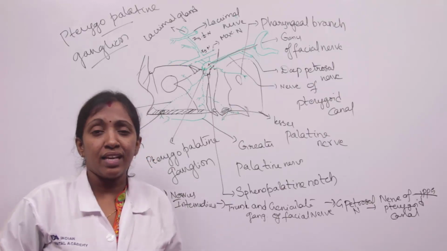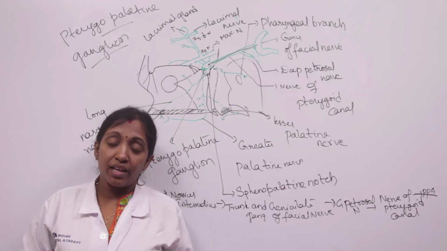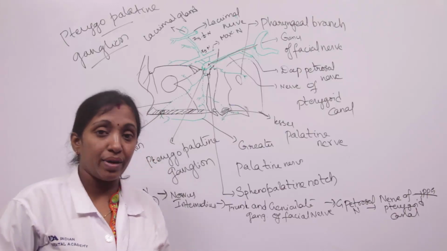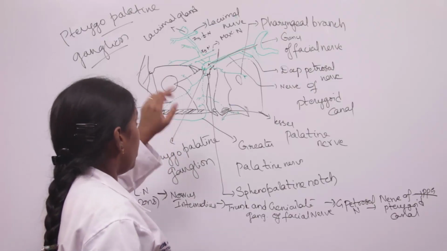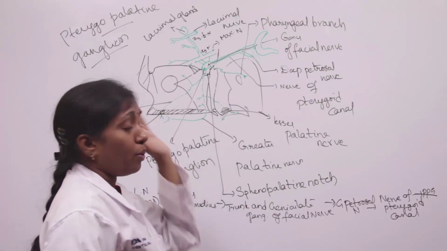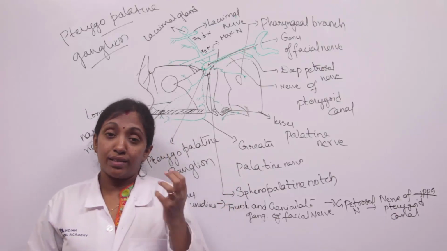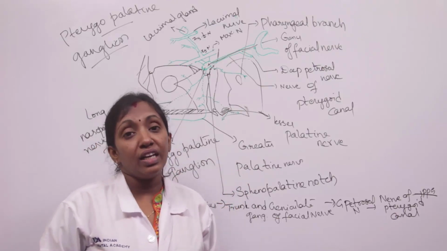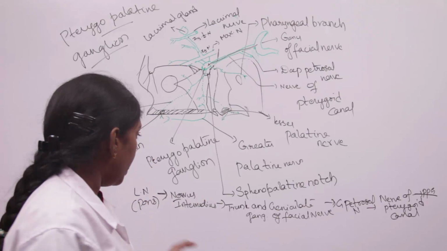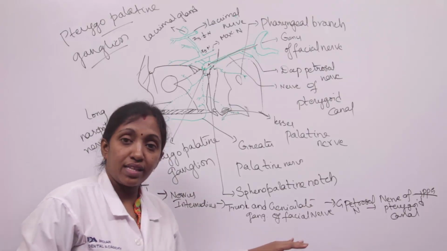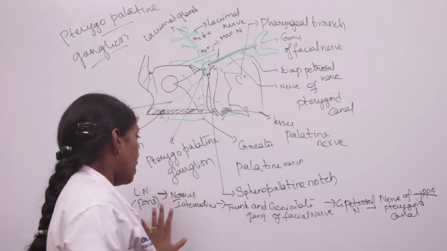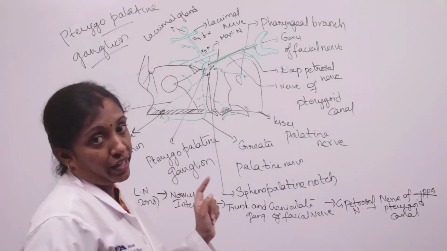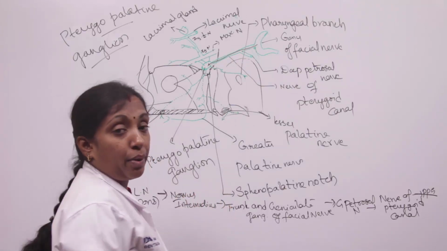Okay, and the nasal and palatine glands receive postganglionic parasympathetic fibers from the greater as well as lesser palatine nerves. And one more thing: the pterygopalatine ganglion is topographically related to the maxillary nerve, but functionally it is related to the facial nerve, because the facial nerve branches carry the preganglionic parasympathetic fibers. So the pterygopalatine ganglion is situated in the pterygopalatine fossa, suspended by the maxillary nerve.